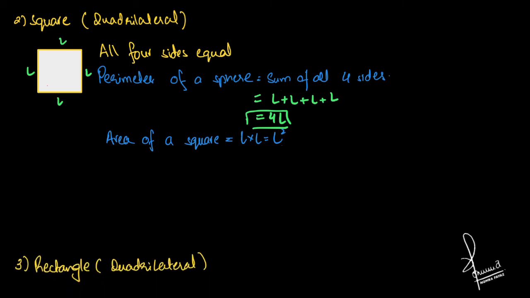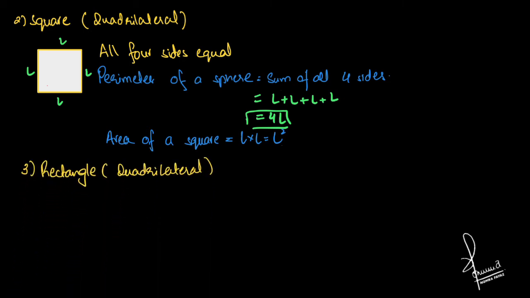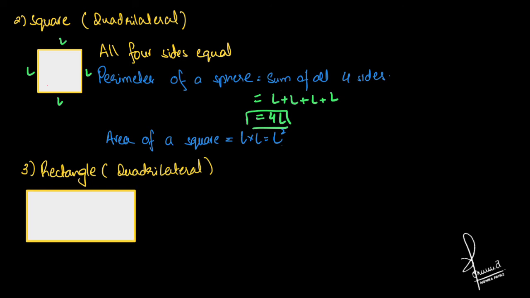The third shape that we will be talking about is a rectangle. Again, it's a quadrilateral, which means it has 4 sides. But what makes a rectangle different from a square is the fact that only the opposite sides of a rectangle are equal. So let's say if I say this is length, yeah, this is L. The opposite side is this side over here, this side over here. So this is also going to equal to L.